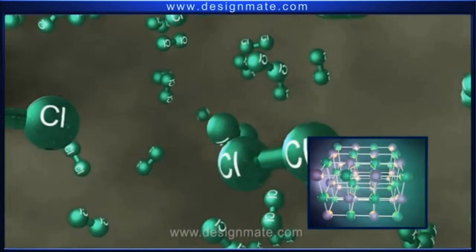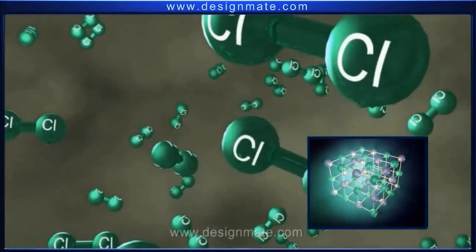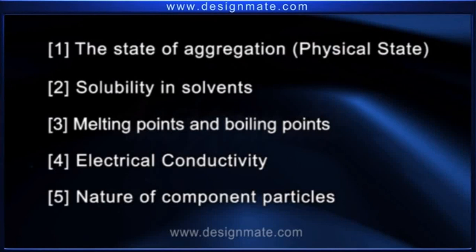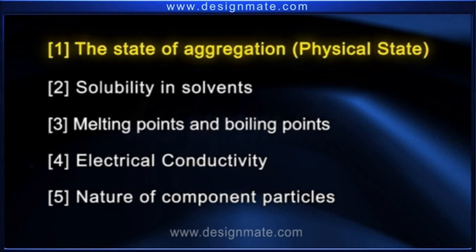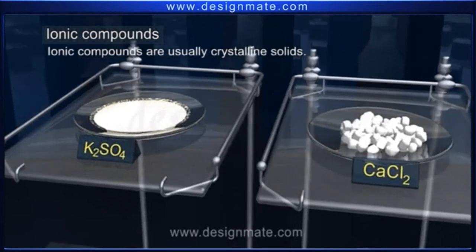Due to the presence of ionic bonds in NaCl and covalent bonds in Cl2 molecules, there is a significant difference in their properties. There are 5 major differences that we will study. 1. The state of aggregation or physical state. Ionic compounds are usually crystalline solids.